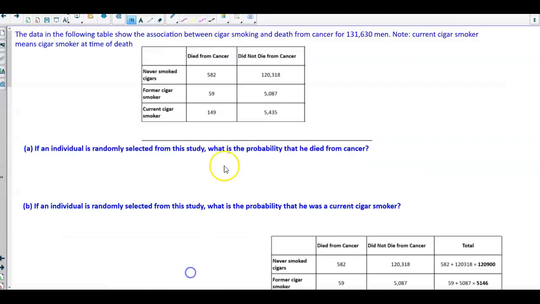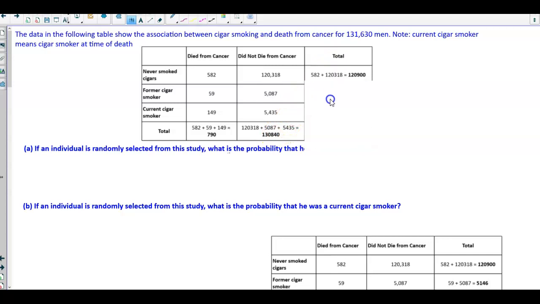So I loaded this information in here. Okay, so the data in the following table show the following. Now the first thing we want to do is we need to find the totals. Okay, so how do we find the totals? We need to add up the column here. So 582 plus 59 plus 149 gives us 790. Okay, so that's going to give us a total for the column from died from cancer. The second column is did not die from cancer, and we're going to add these numbers up. When we add these numbers up, we get a total of 130,840.